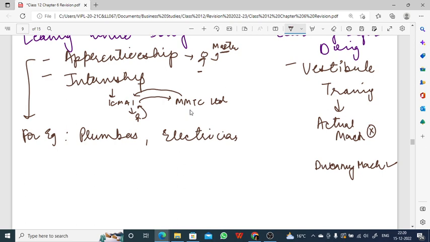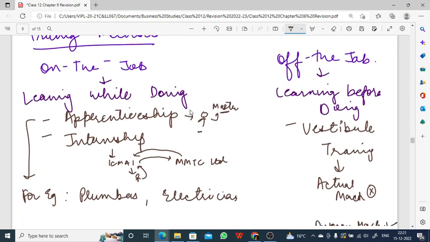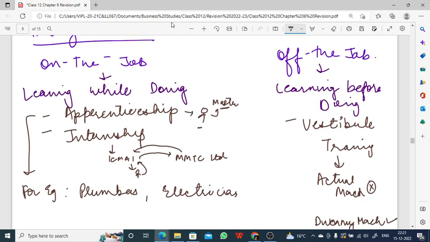Okay, this is usually done when employees are required to handle sophisticated machinery and equipment. A classroom-like structure is created and there are certain material, files and equipment, and you have to learn. This is off the job. So first you learn and then you go ahead with doing it. So learning before doing, this is vestibule training. So I hope you will be able to take care of questions that might come from these types of on the job and off the job training methods in case they come in your examination.